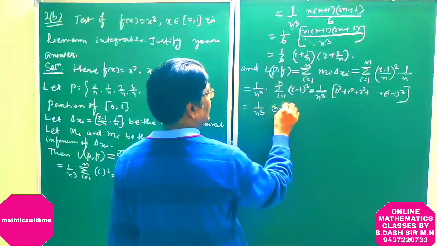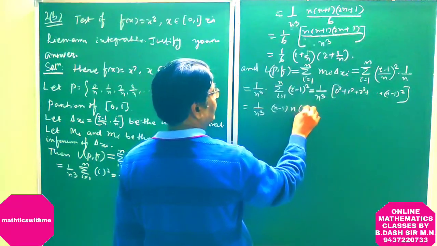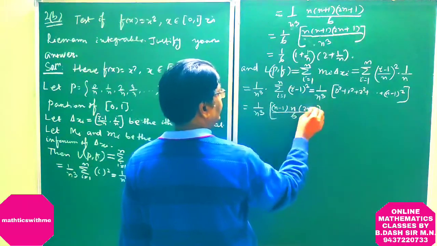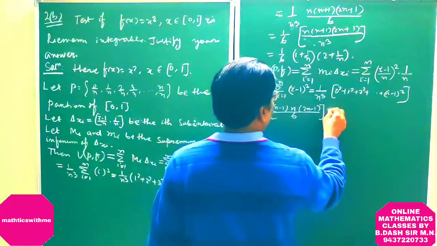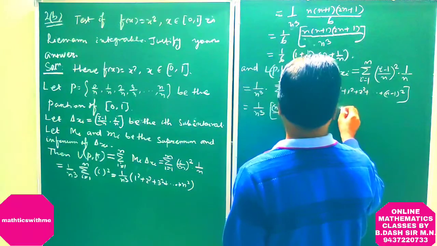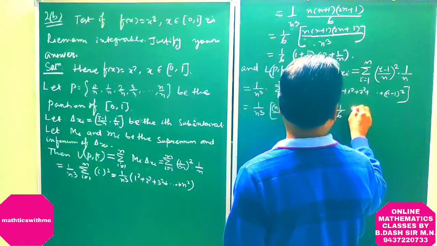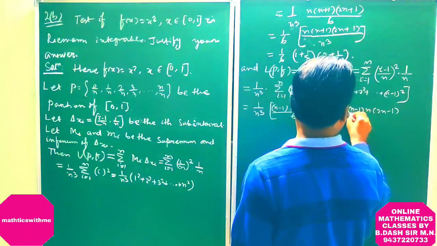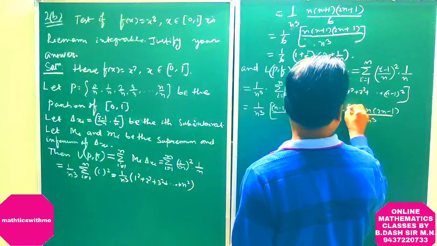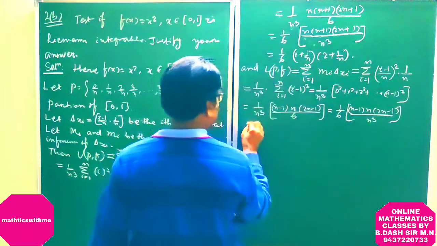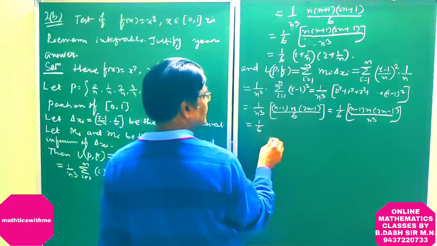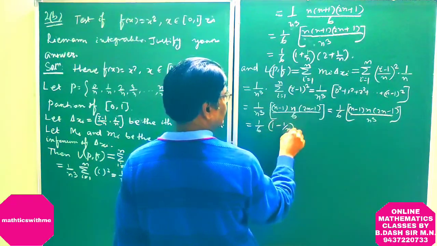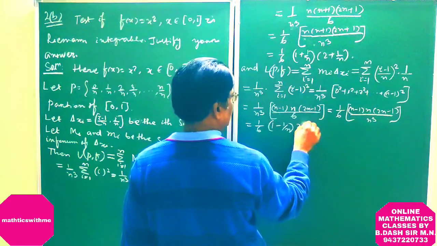This is (n minus 1) n into (2n minus 1) by 6. This is equal to 1 by 6 times (n minus 1) n into (2n minus 1) by n cube. This can be written as 1 by 6 (1 minus 1 by n)(2 minus 1 by n).